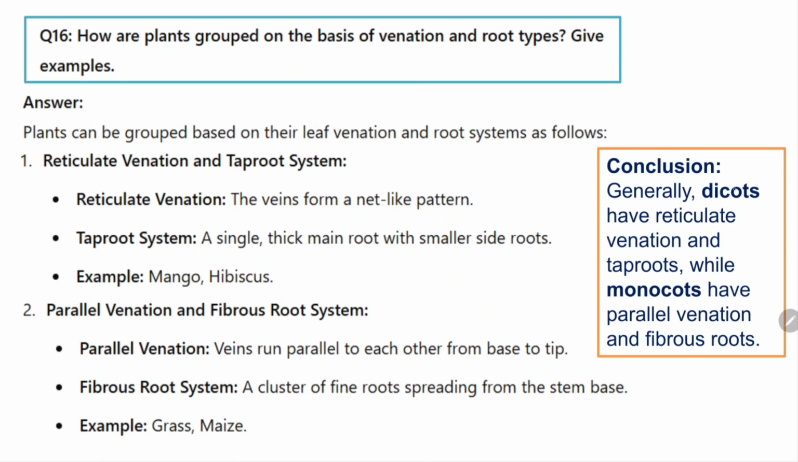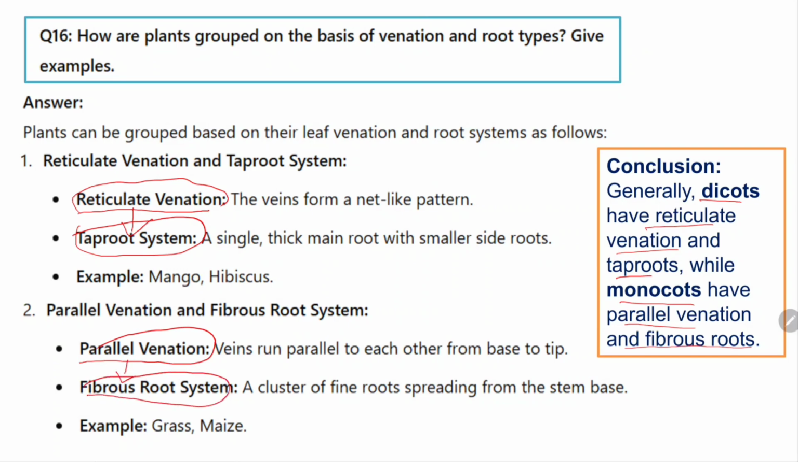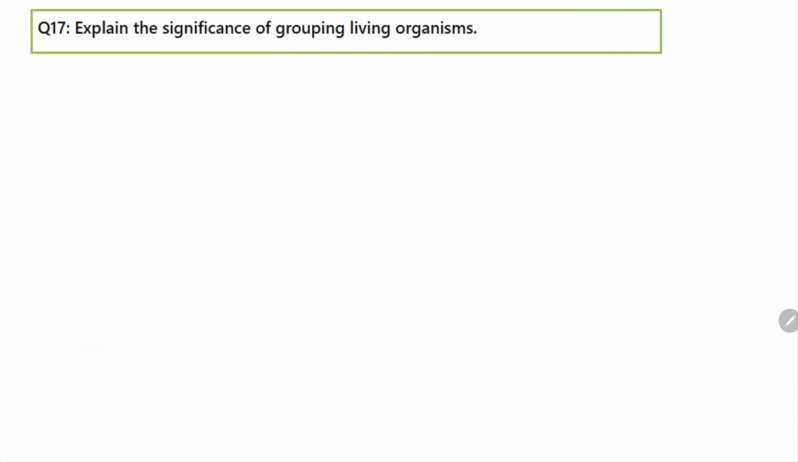So in the conclusion you can write, dicots have reticulate venation and taproots, while monocots have parallel venation and fibrous roots. So I have joined reticulate venation with taproot because generally if the leaf shows reticulate venation, the root system will be taproot system, and if the leaf shows parallel venation, the root system will be fibrous root system. I hope you have understood, and you can write this conclusion also. Dicots means plants which have two cotyledons, which we have learned already, okay. They generally have reticulate venation and taproots. And monocots, which have only one cotyledon, will have parallel venation and fibrous roots. All right. So let us see the next question now.